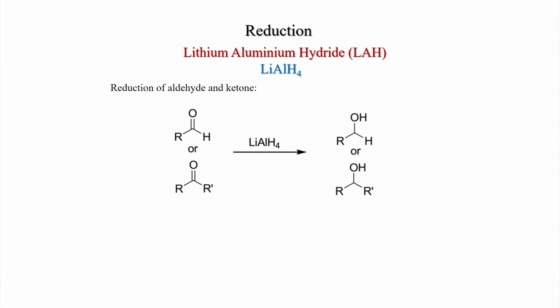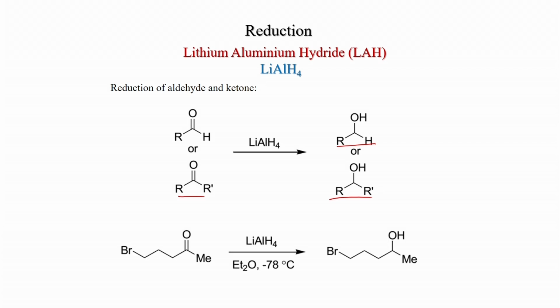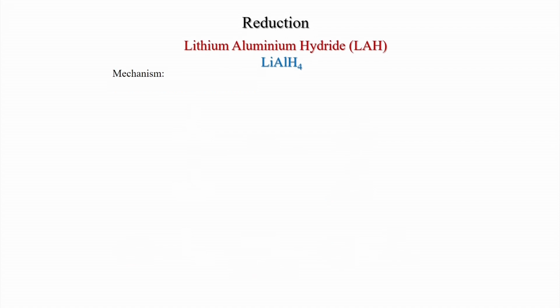So, reduction of aldehyde and ketone. Generally aldehydes and ketones are reduced with lithium aluminum hydride to get their corresponding alcohols. And if you have a ketone like this with a bromo substituent, now with lithium aluminum hydride in ether at minus 78 degrees centigrade, this substituent is untouched, only the keto group is reduced to the alcohol.